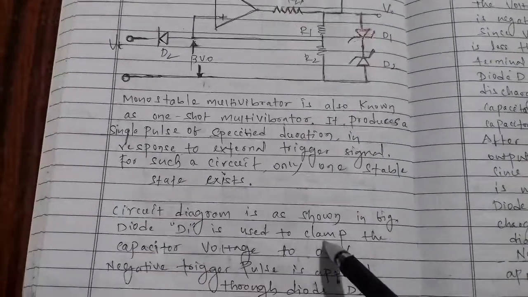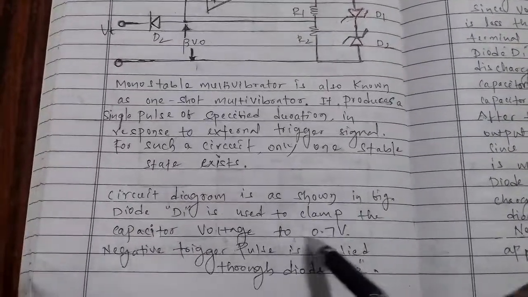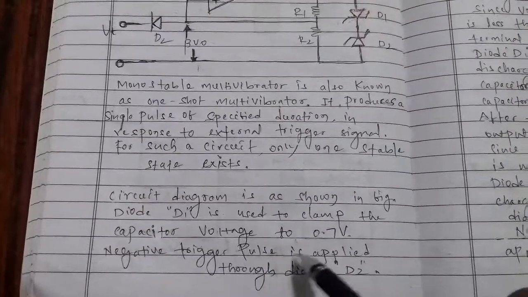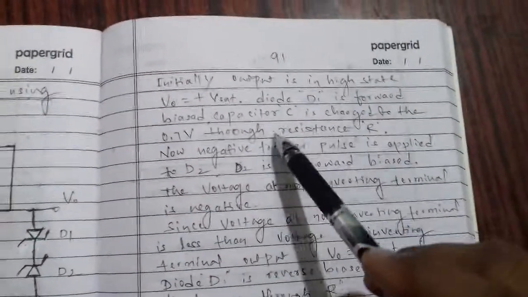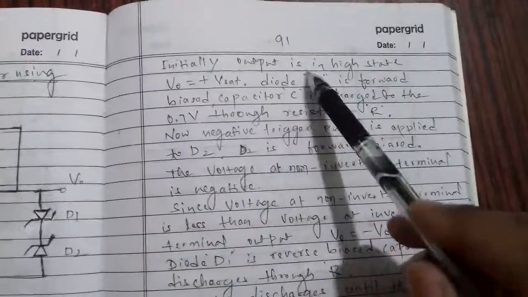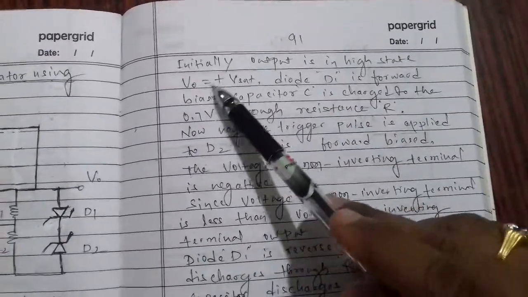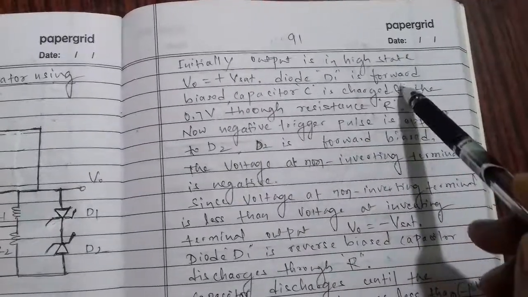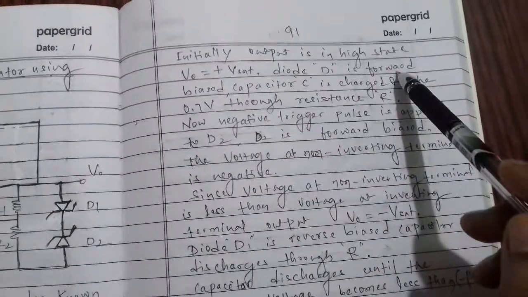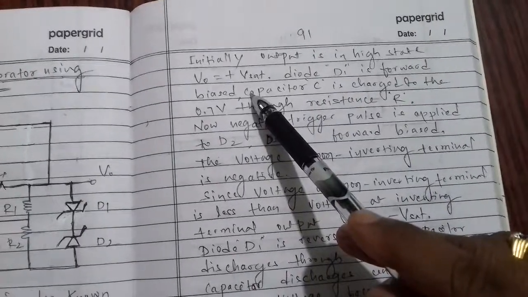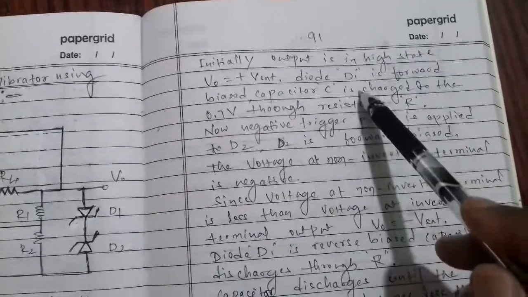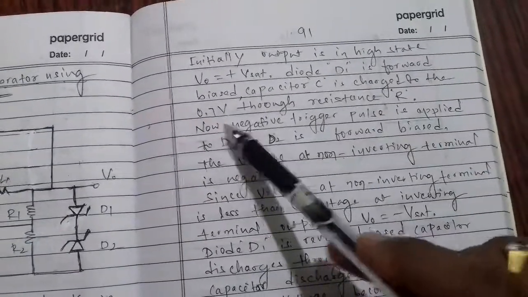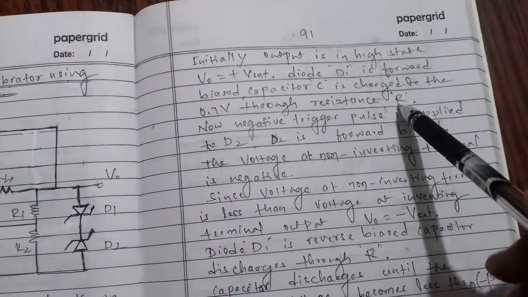Diode D1 is used to clamp the capacitor voltage to 0.7 volts. Negative trigger pulse is applied through diode D2. Initially, the output is in high state. Output is equal to plus V saturation. Diode D1 is forward biased. Capacitor C is charged to 0.7 volts through resistance R.